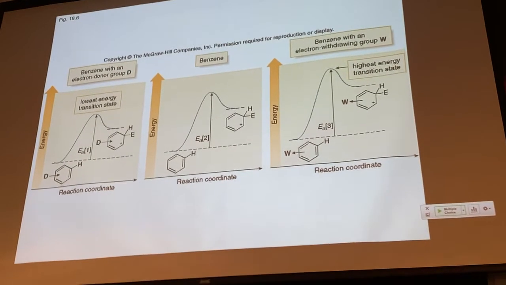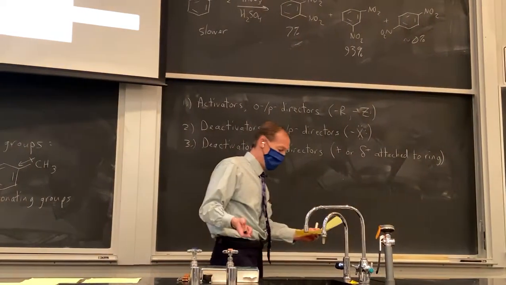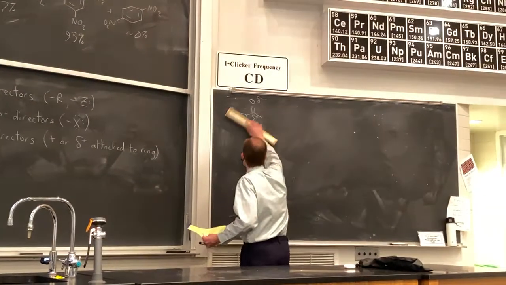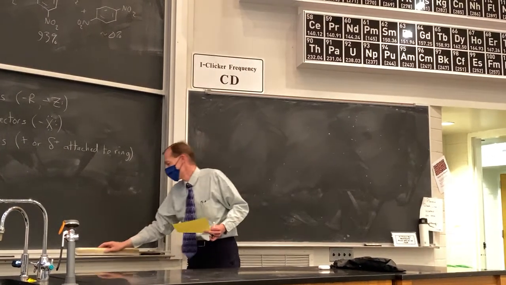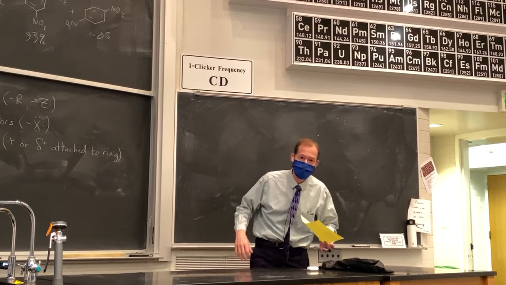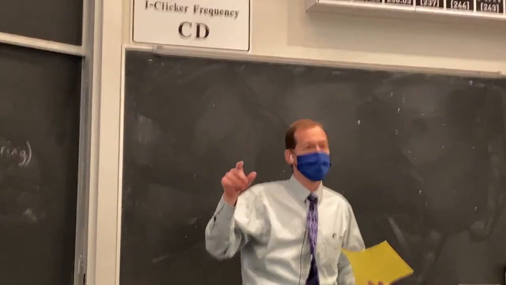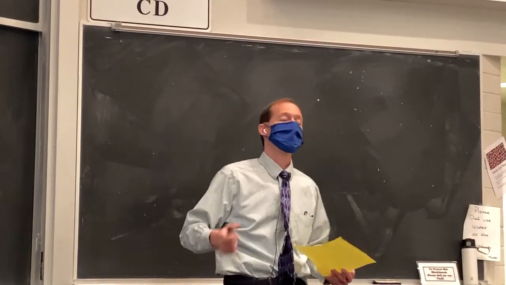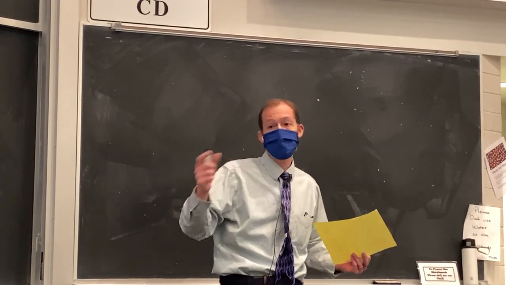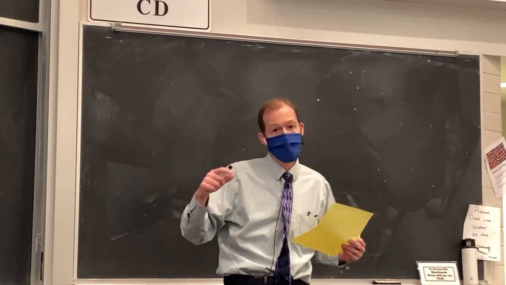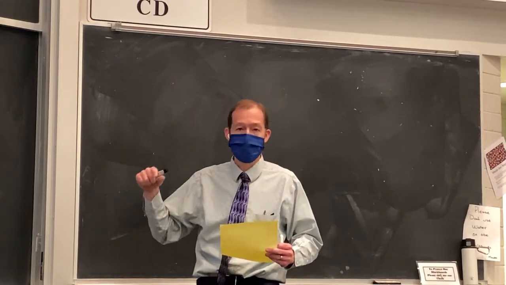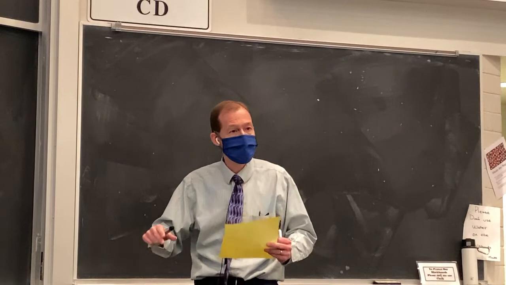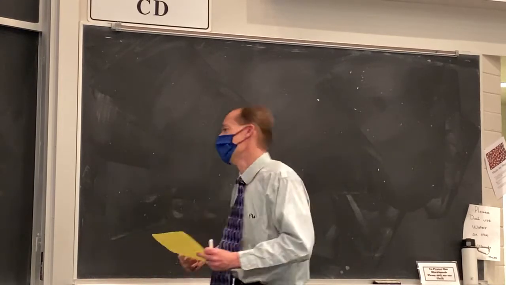Okay, so now that we understand the activating and deactivating effects, we now need to understand the directing effects. To understand the directing effects, we need to look at the three possible carbocations that one could obtain from electrophilic aromatic substitution at the ortho, the meta, and the para positions. And we need to compare those carbocations. We've already established that the reaction that generates the more stable carbocation will proceed faster. So if we can compare the carbocations from ortho, meta, and para attack or substitution, and we compare their stabilities, we can figure out which one will be formed faster and which one will be the major product.